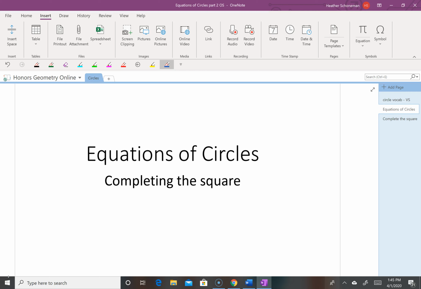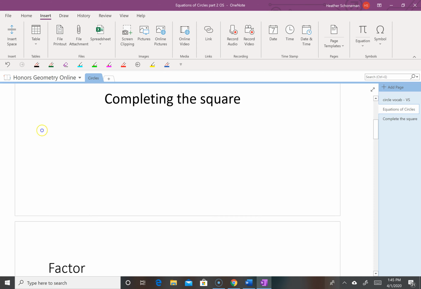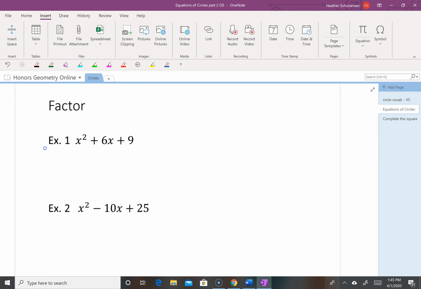All right, so today we're going to do part 2 of writing equations of circles. Last time, everything that we looked at was in standard form. This time, I'm going to give you something that's not in standard form. You're going to have to put it in standard form so that you can then identify the center and the radius. So, let's take a look.